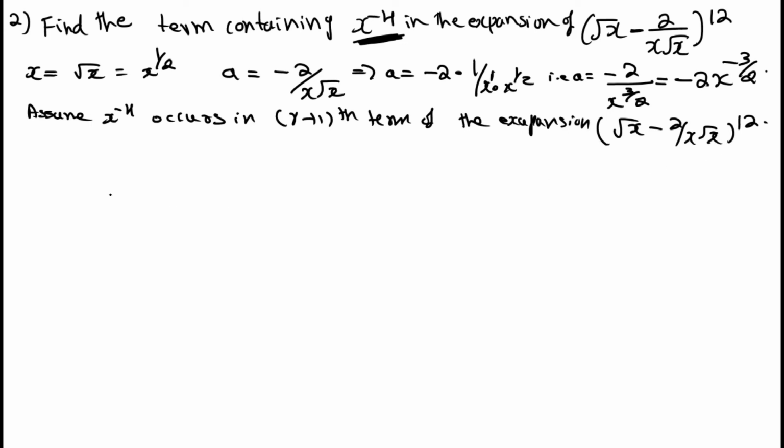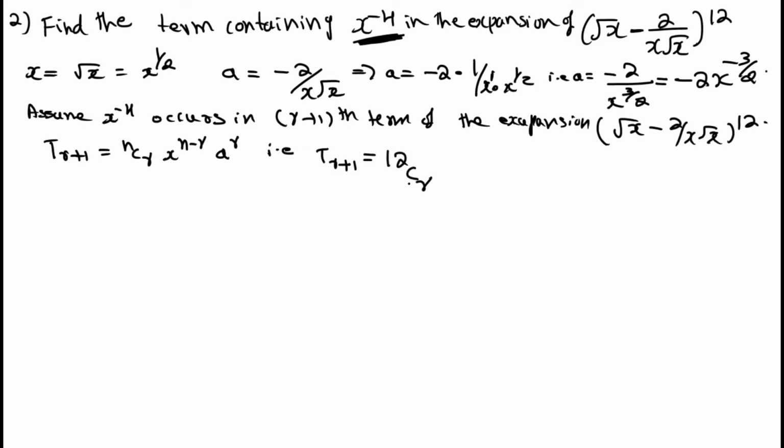Okay. Next, what you have to do? You need to write the general term formula: T(r+1) = nCr x^(n-r) a^r. That is the formula. T(r+1) equals, here n is 12.